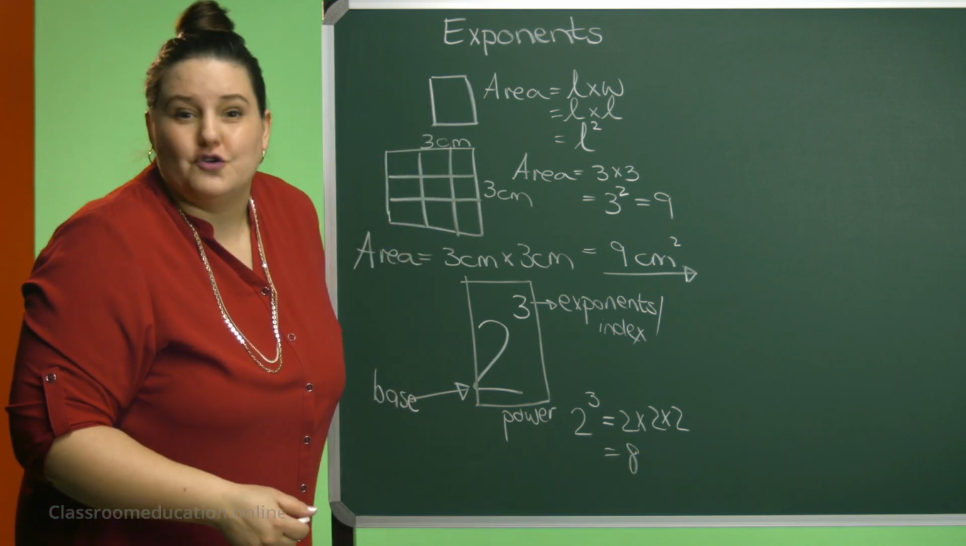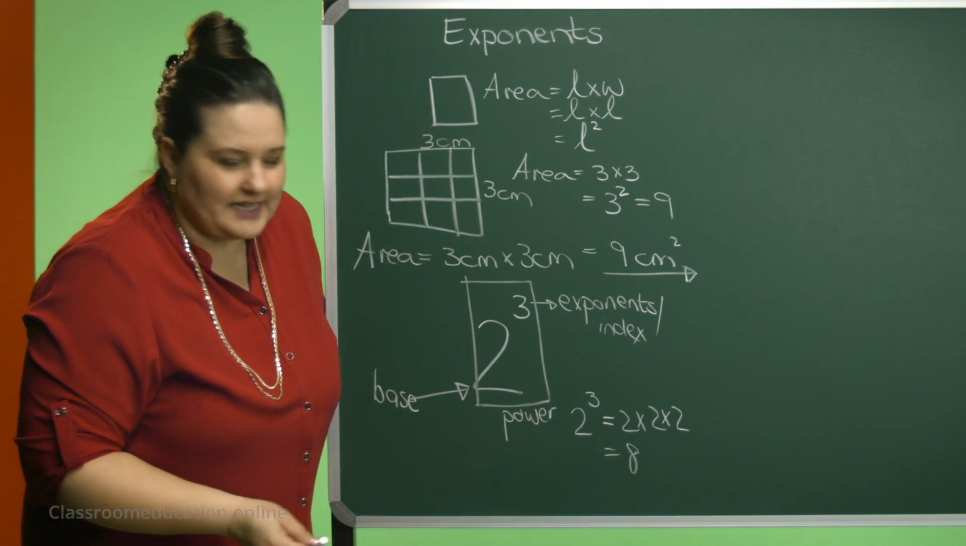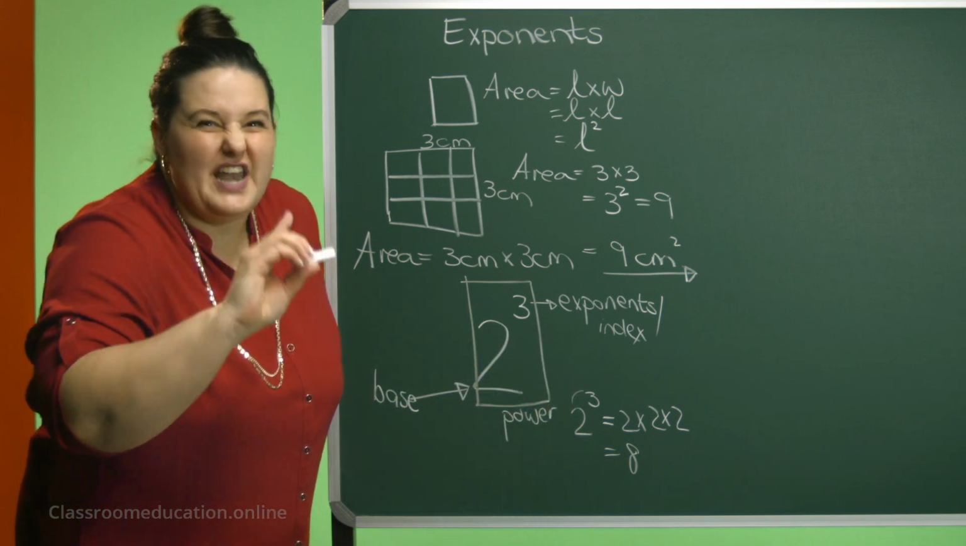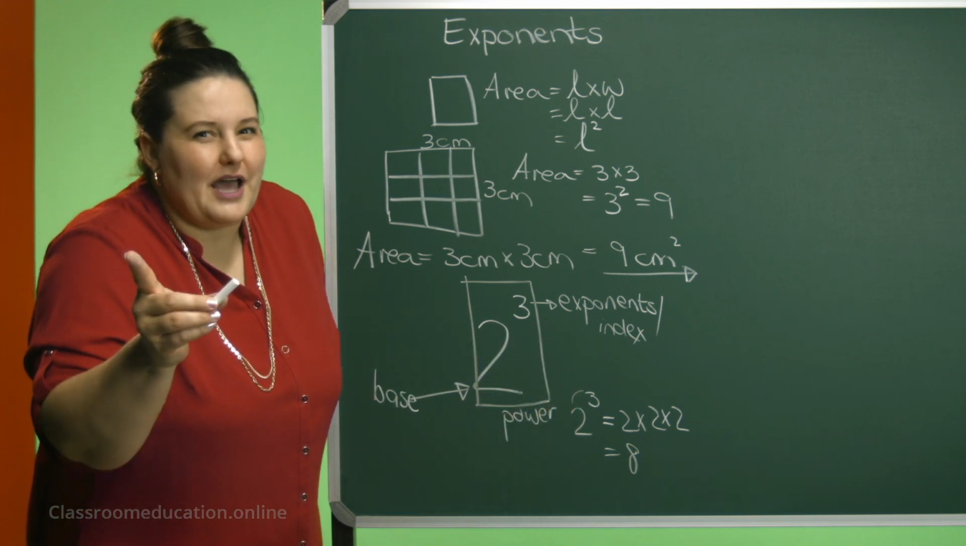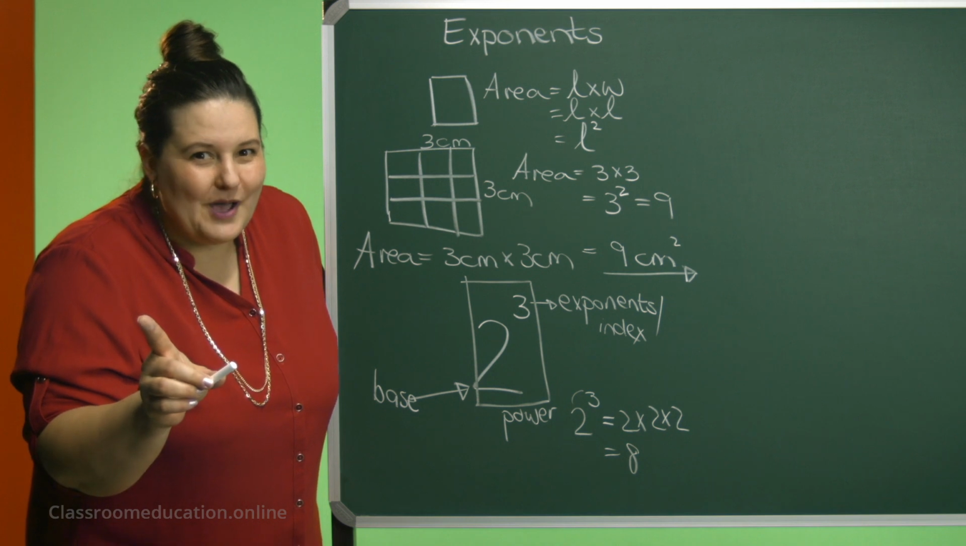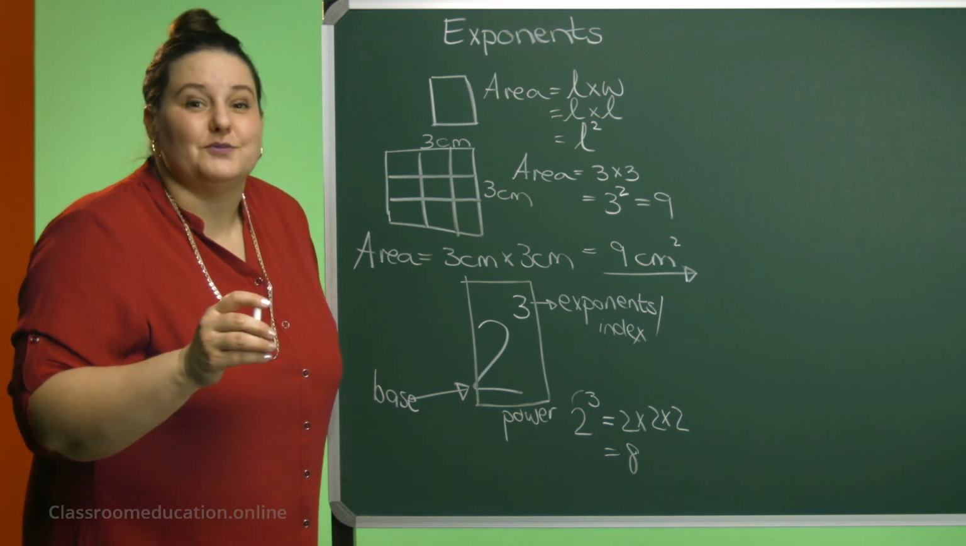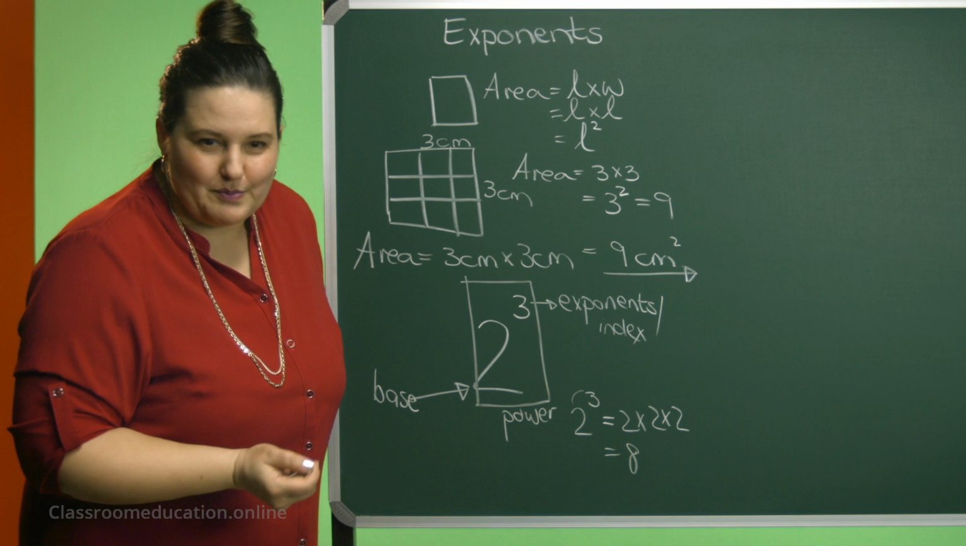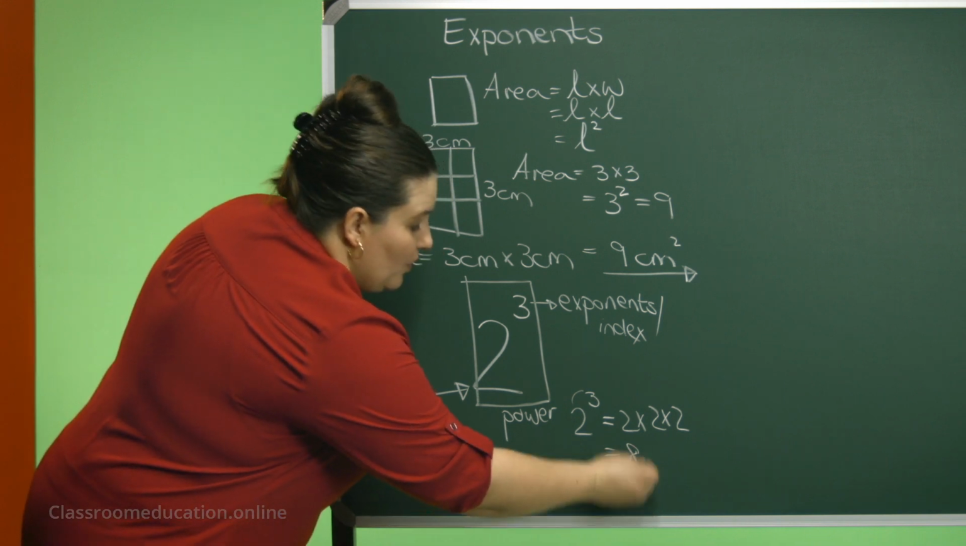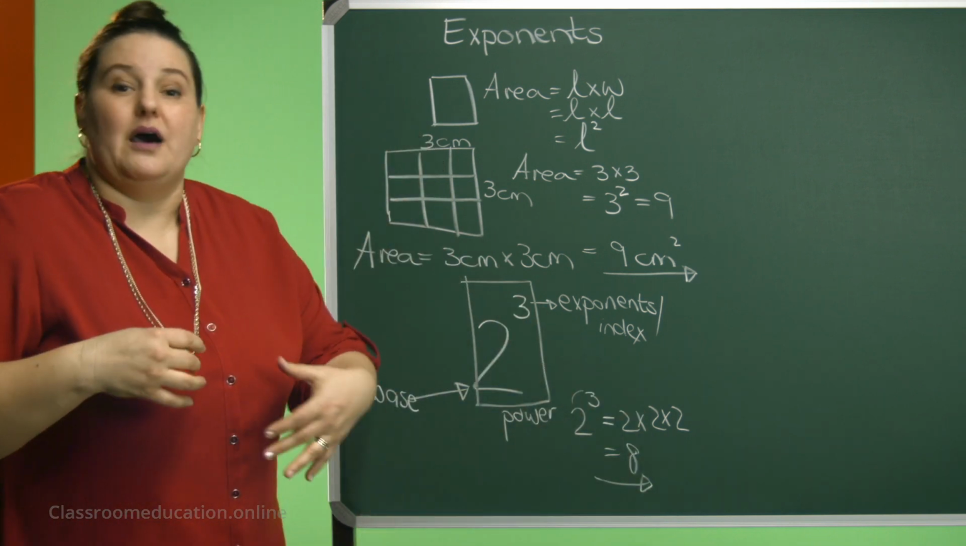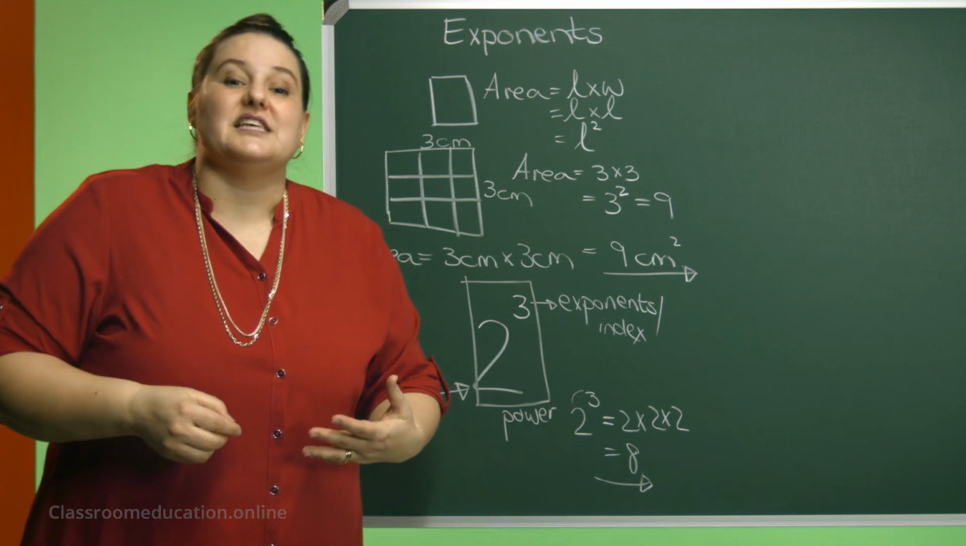Boys and girls, you cannot tell me that this is 6, because, listen, you never ever multiply those 2 together. Okay, but we'll discuss that when we are talking about the laws of exponents. Right, so we have that 2 to the power of 3 will be an answer of 8.